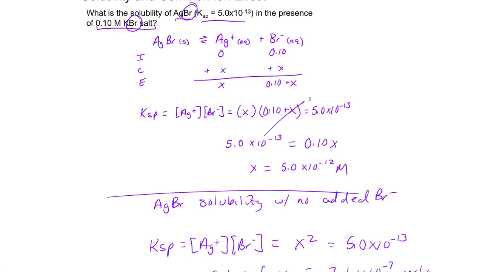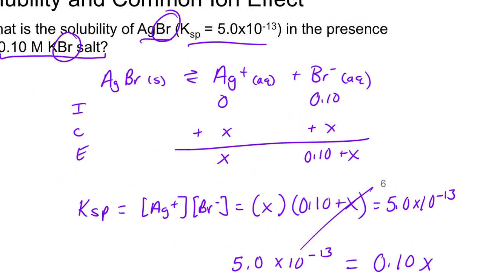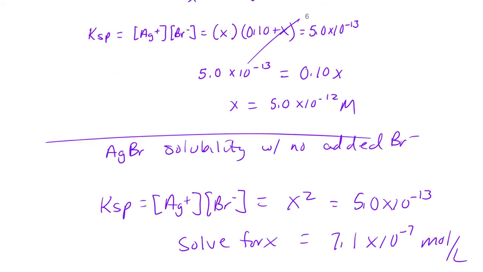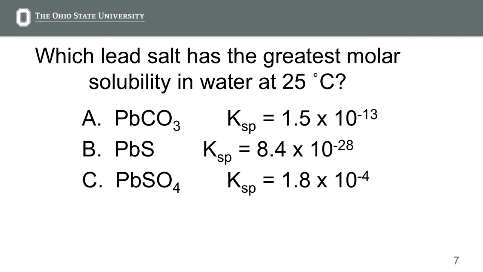Okay. Our ice table. Let's go to this. All right, so let's take a look at these 3 lead salts. We have lead carbonate, lead sulfide, and lead sulfate, and their KSPs. And let's determine which one has the greatest molar solubility in water.